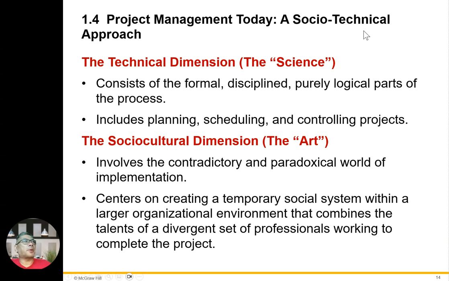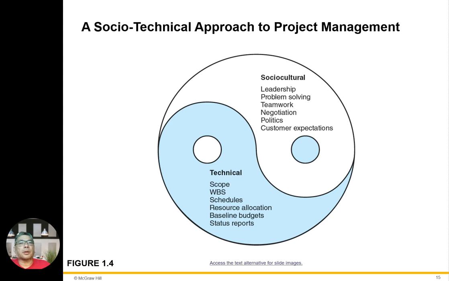1.4. What is project management in the socio-technical approach today? The technical dimension, which is the science, consists of the formal disciplinary parts of the process, including the planning, scheduling, and controlling of the project. The socio-cultural dimension, which is the art portion of the approach, involves the contradictory and parallel world of implementation. The center is creating a temporary social system within a larger organizational environment that combines the talents of a set of individual professionals working to complete the project. This is the socio-technical approach to project management.